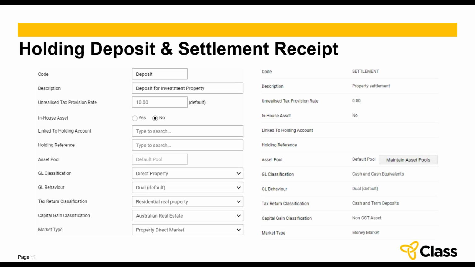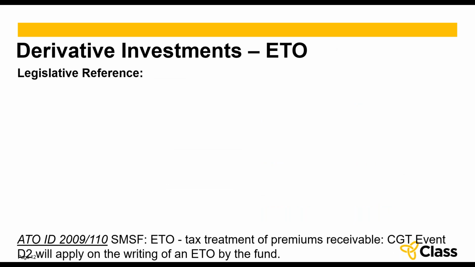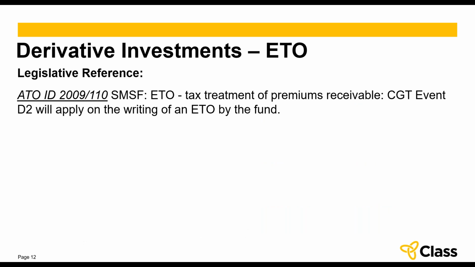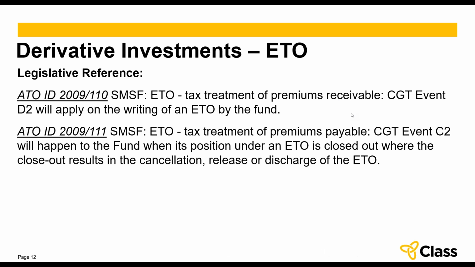All right, let's move on to the next topic, exchange traded options. Here's some legislative reference in relation to ETO. So basically, if you receive a premium, CGT event D2 will be triggered in relation to writing an option. So generally, it will be a capital gain. And the reverse, if you're buying an option and you pay a premium, then at the expiry of the option, you trigger CGT event C2, which generally is a capital loss.